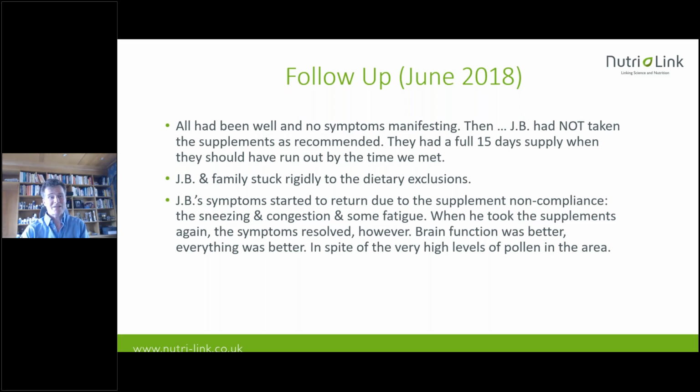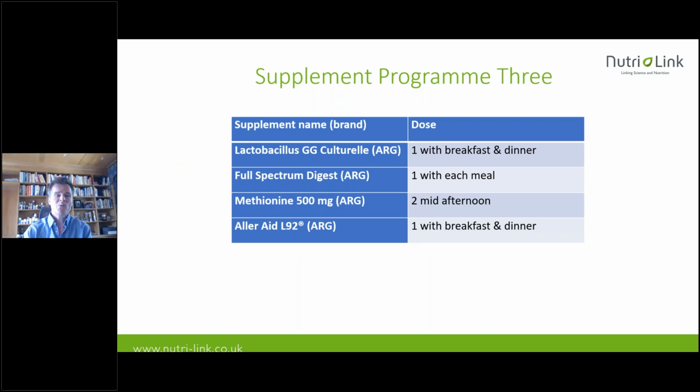Again, his brain function was better, everything was better, in spite of the very high pollen levels in his area at that time of the year. So I recommend to carry on with the 3 of the supplements he'd had before, but also introduce Allergy L92, which I shall talk to you about, which contains 4 nutrients in particular, 3 in particular perhaps help with allergy. This Lactobacillus strain L92, luteolin and boswellia, along with vitamin C. So anti-inflammatory, anti-allergy ingredients.